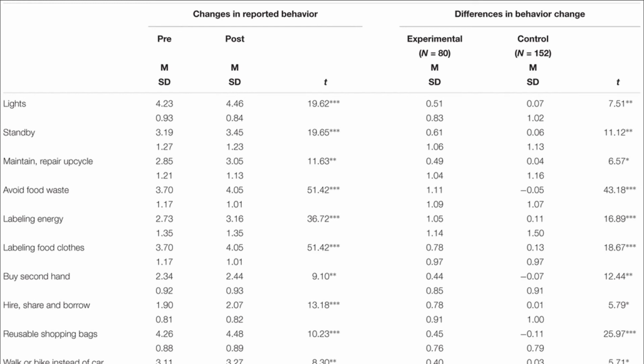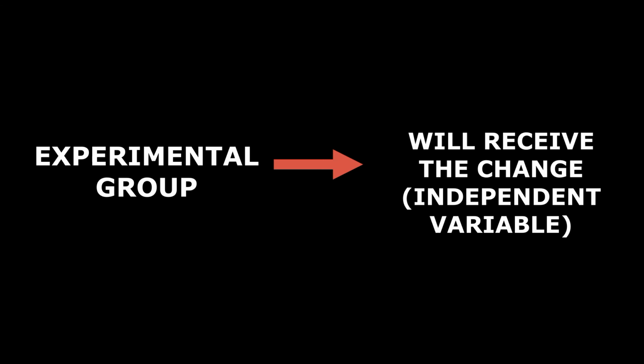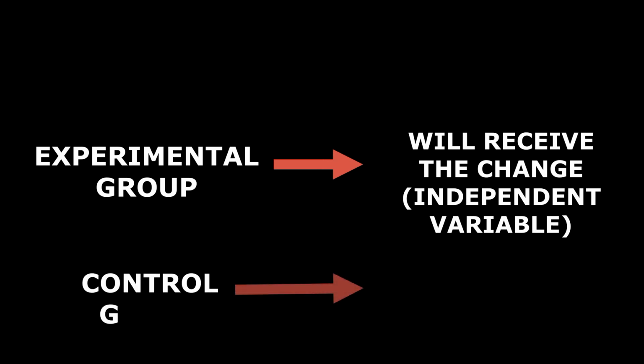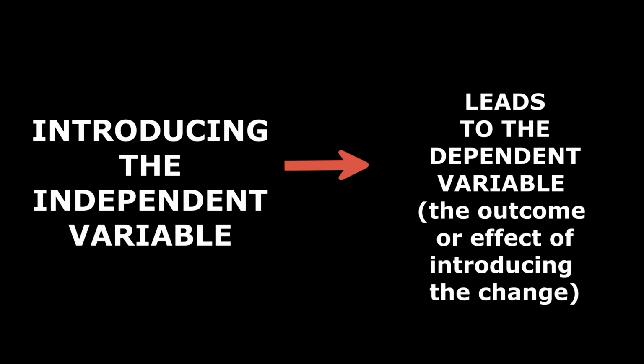The experimental group will receive some sort of change within the experiment. This change is known as the independent variable. The control group will not get the independent variable. The effect of introducing the independent variable will lead to the dependent variable, which is the effect that the independent variable has on the group.